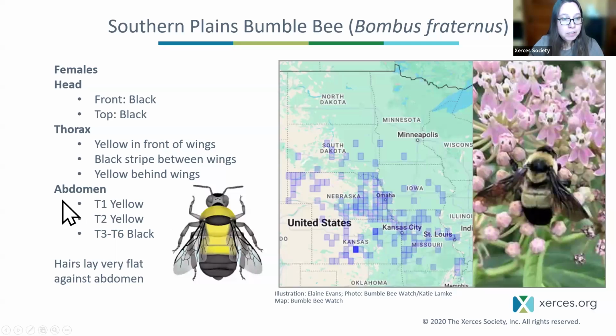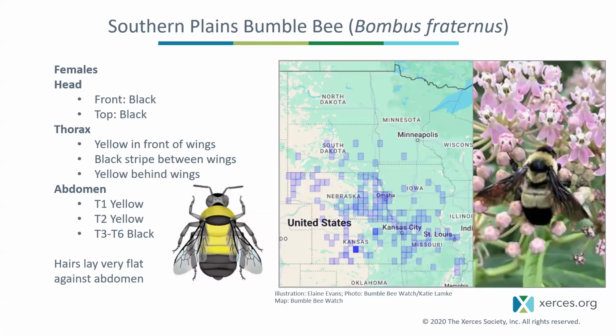Looking at the color patterns for this bee, the abdomen is going to be yellow on T1 and T2, and then T3 through 6 is going to be black on the females. The thorax will be yellow with a yellow stripe between the two wings, and then yellow beneath. The last thing I like to look for is the shape of the head. This bee has shorter cheeks than some of the other species you may encounter, and it gives them a roundish looking head.